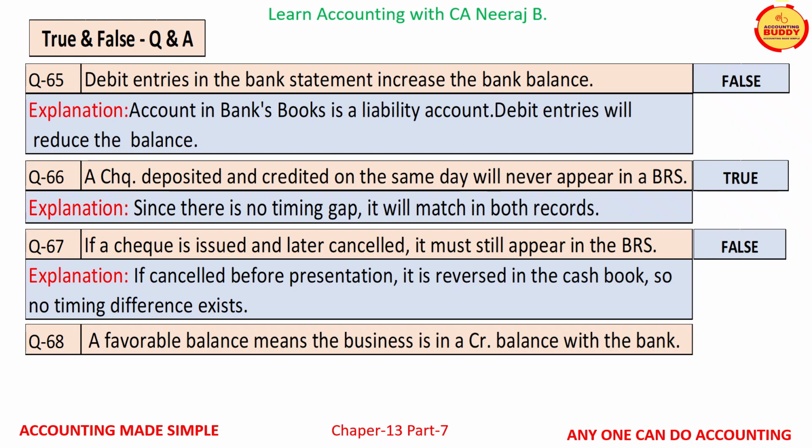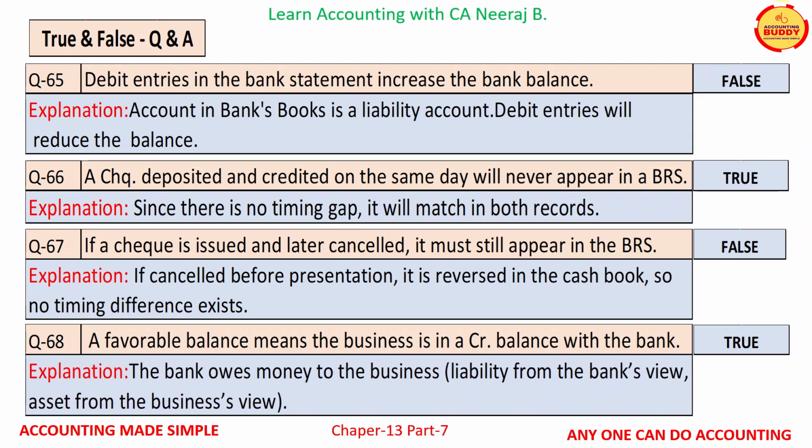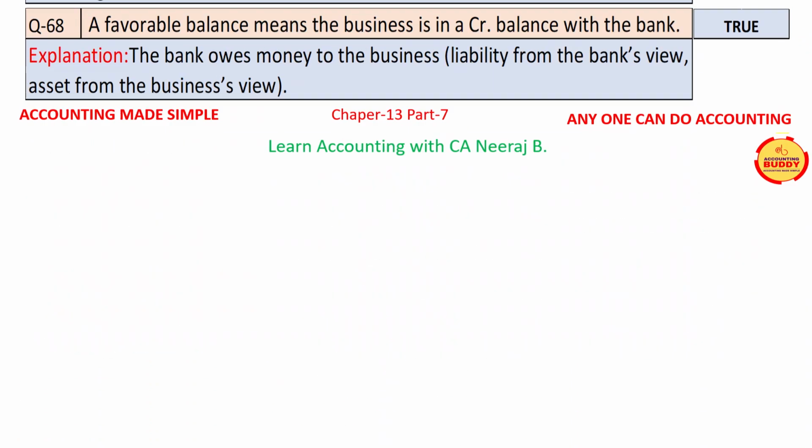Question number 68. A favorable balance means the business is in a credit balance with the bank. This is a true statement. The bank owes money to the business. It means liability from the bank's point of view and asset from the business point of view.